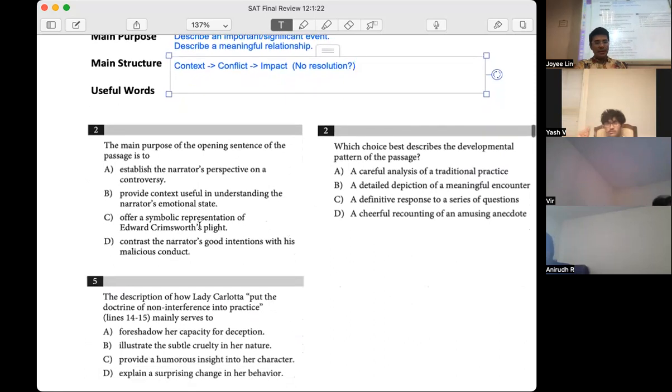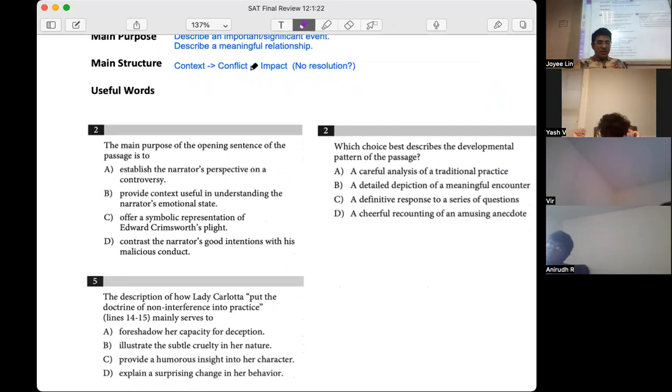So some of these questions are pretty easy. What's the main purpose of the opening sentence? The hope is that you can answer the majority of the questions pretty quickly like this, and then spend time on the tricky questions where I can't help you.